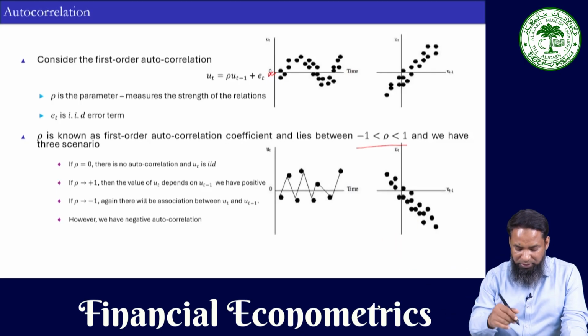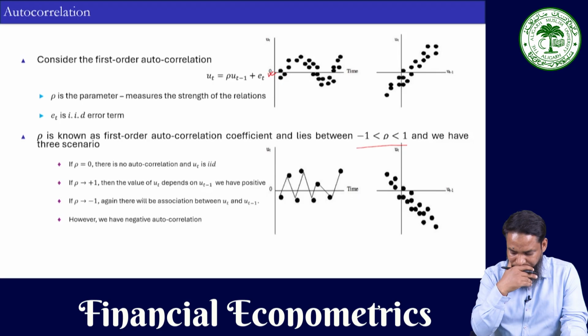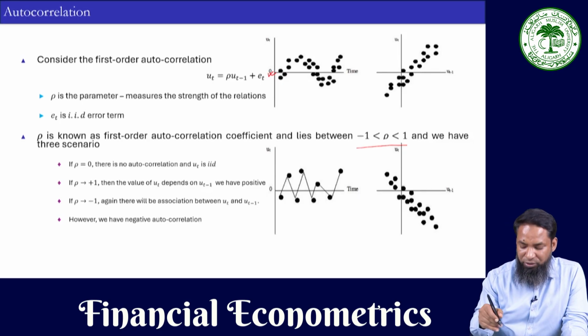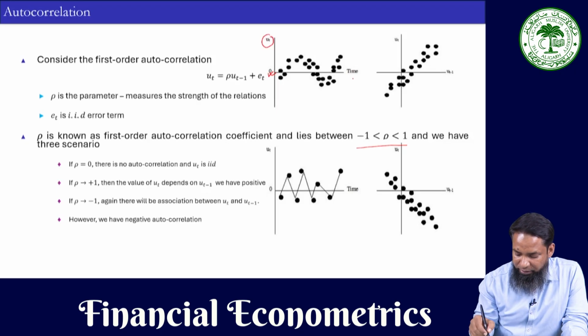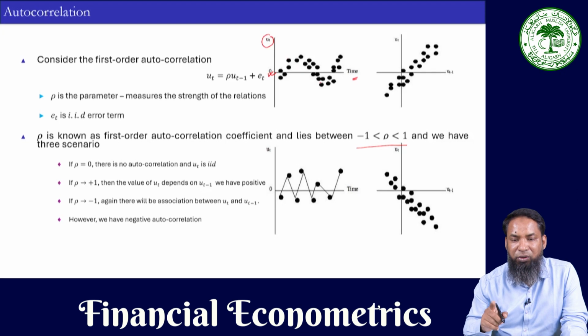You can see that here in graphical form. So, basically here we are drawing the relationship of ut at time t, and if we are following a certain pattern, that means there is the problem of autocorrelation.